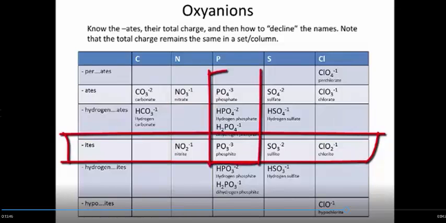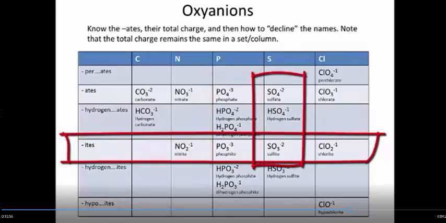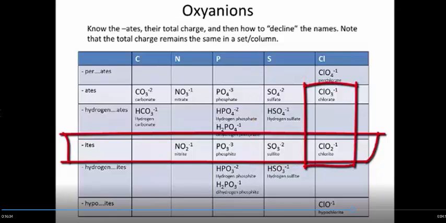Phosphorus. The -ate is phosphate. We have one less oxygen, it becomes phosphite. Okay? Phosphate, phosphite. Sulfur. Sulfate, we lose an oxygen, it becomes sulfite. So sulfite is SO3 -2. Chlorate. Chlorate was ClO3 -1. If we lose an oxygen, it becomes chlorite, ClO2 -1. So once you know the -ates, you then work on the -ites.